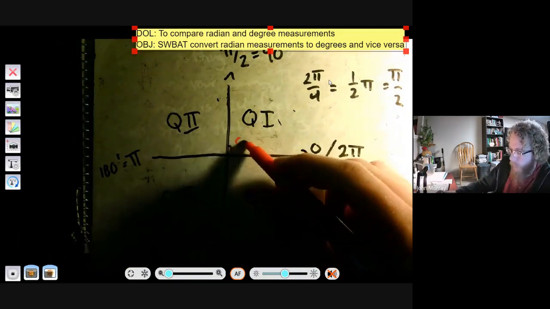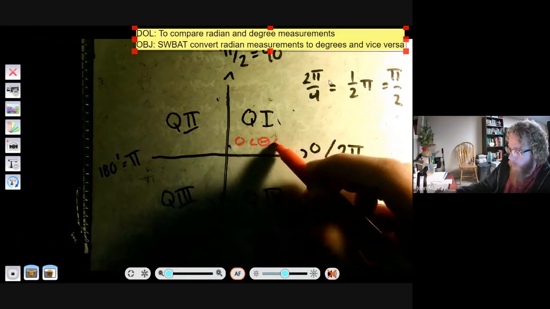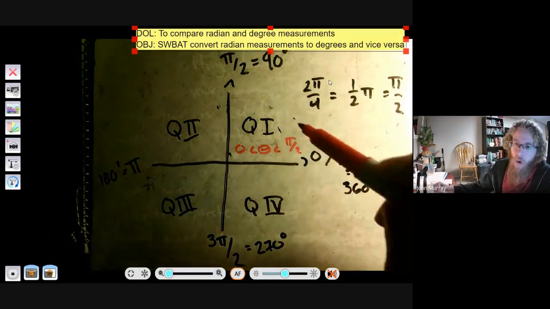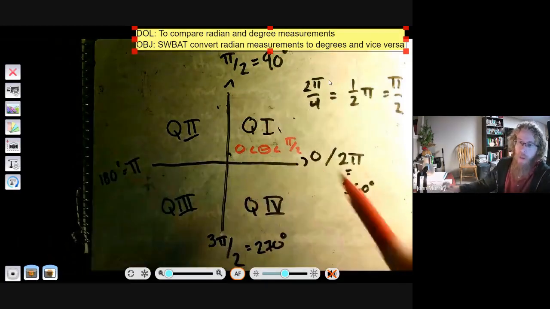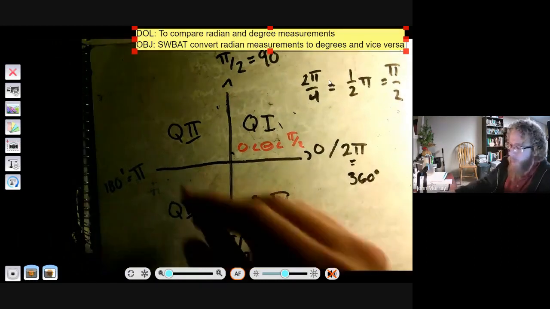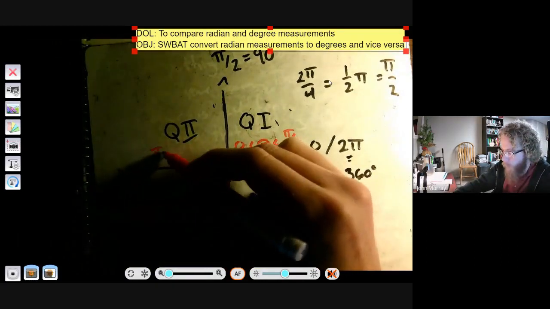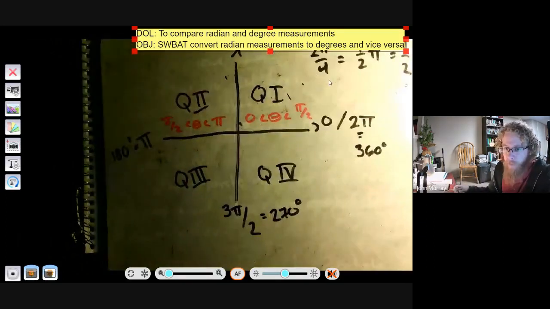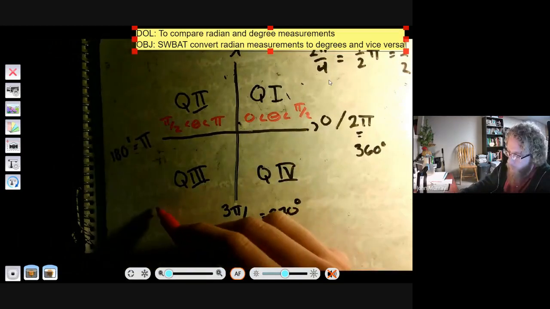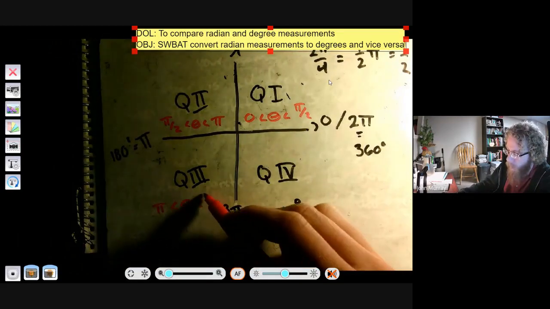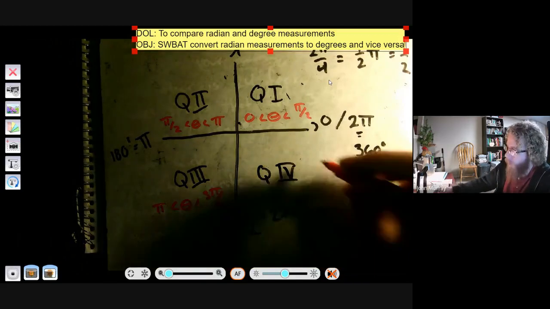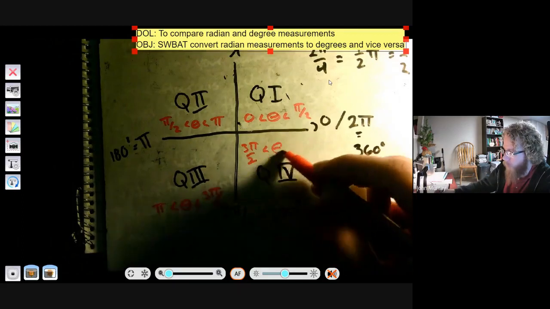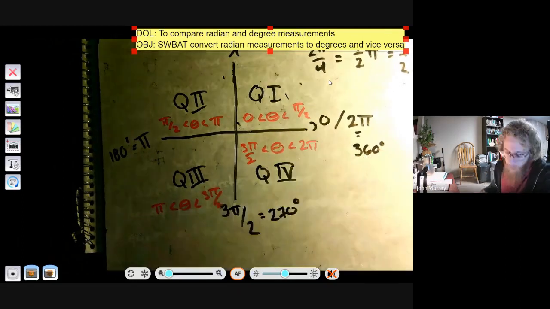Quadrant 1 gives me angles between 0 and pi over 2. So all the angles that you will find here will be in between those 2 radians. For quadrant 2, it will be between pi over 2 and pi. Down here, we will be between pi and 3 pi over 2. And then finally, we'll be between 3 pi over 2 and 2 pi.